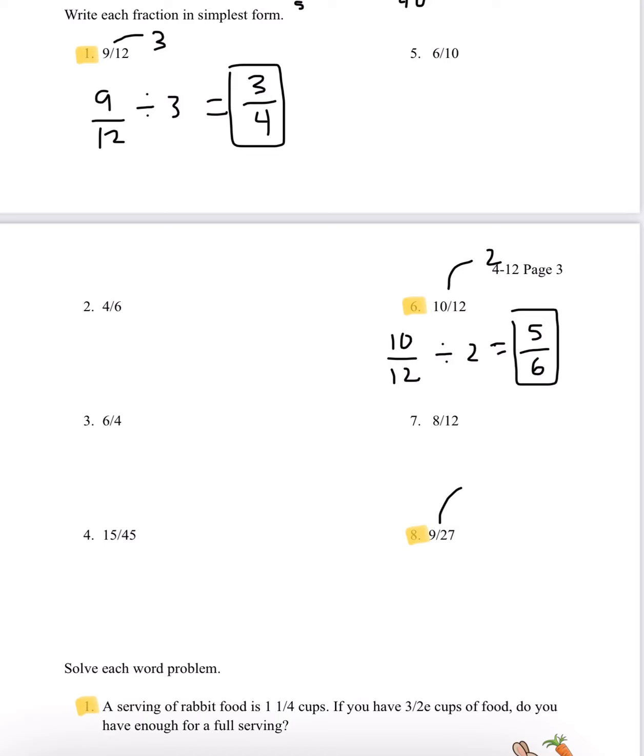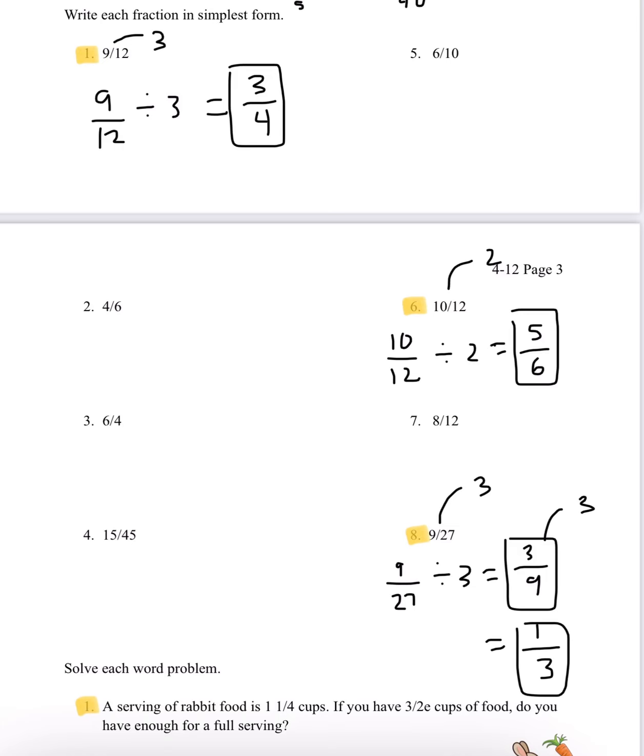We could do this by 3, so let's try it. 9 divided by 3 is 3. 27 divided by 3 is 9. But you could see that we could simplify this further, right? Divide this by 3 again. 3 divided by 3 is 1, and 9 divided by 3 is 3. So 1 over 3 is going to be our final answer.